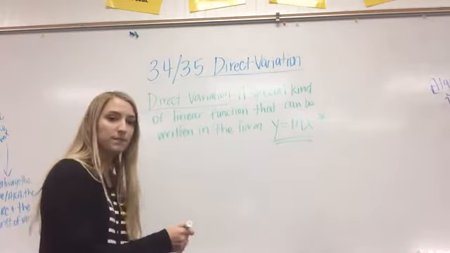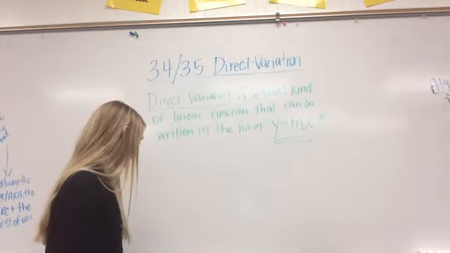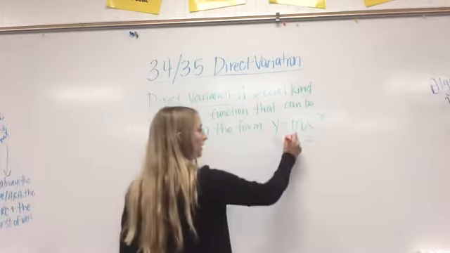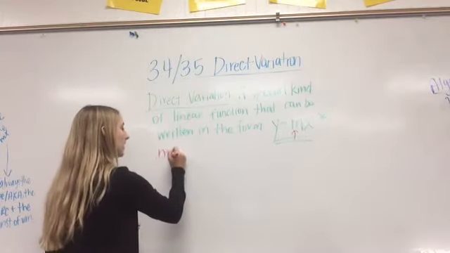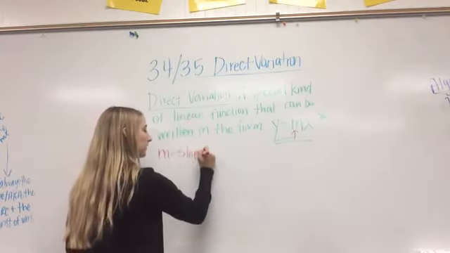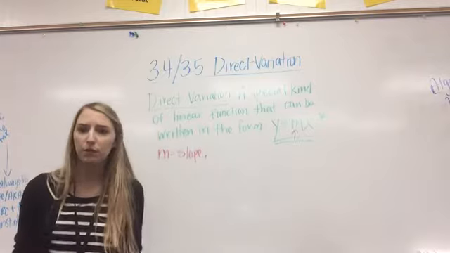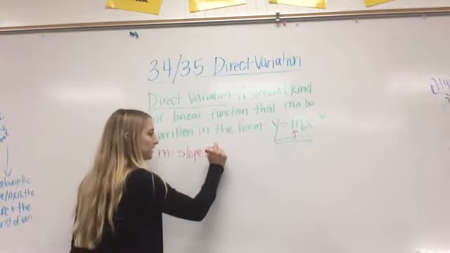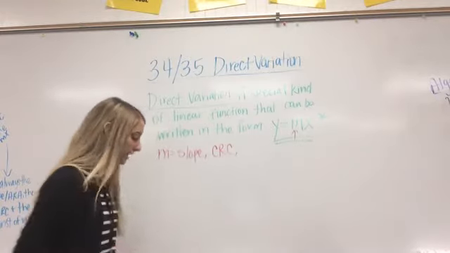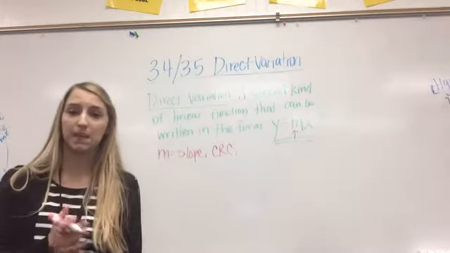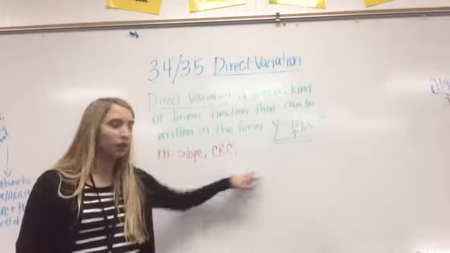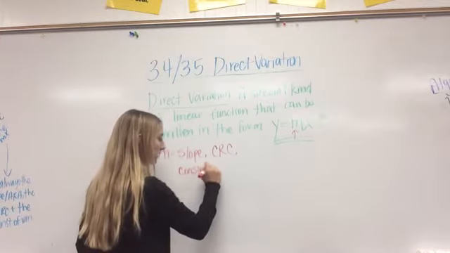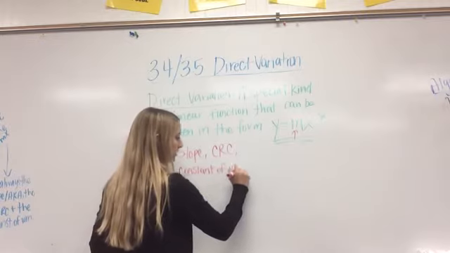I'm going to switch colors. Now if you remember, we said our m is always the slope. And we also learned a few different words for that in the last couple of weeks. One of them was constant rate of change. So slope and constant rate of change are the exact same thing. I'm adding a new term here, and it's the constant of variation.